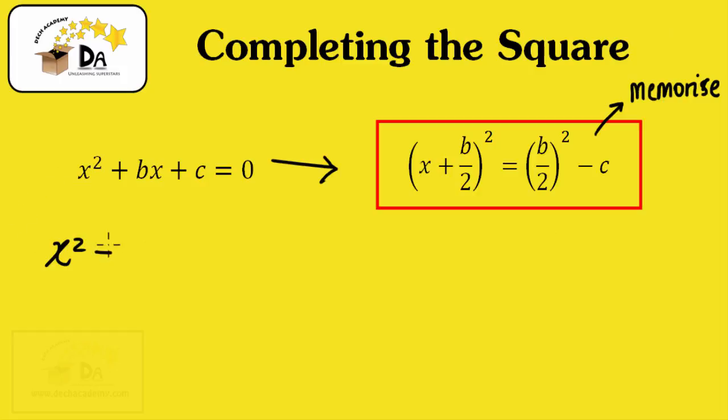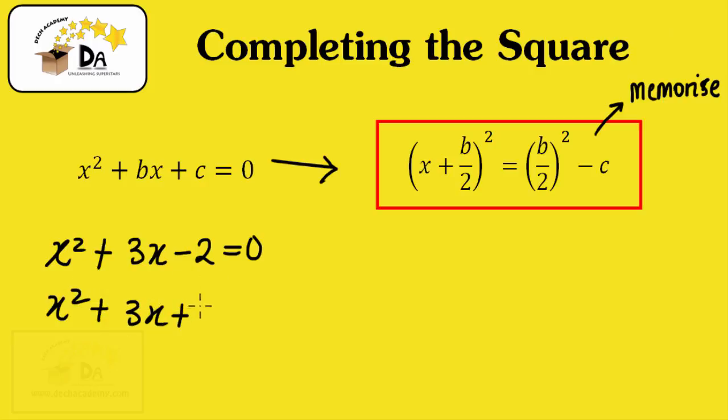If you're given the equation x squared plus 3x minus 2 equals 0, which can be rewritten as x squared plus 3x plus minus 2, because plus minus 2 is the same thing as minus 2, this enables us to quickly determine that b is 3. So comparing this equation with the general form, b is 3 and c is minus 2.